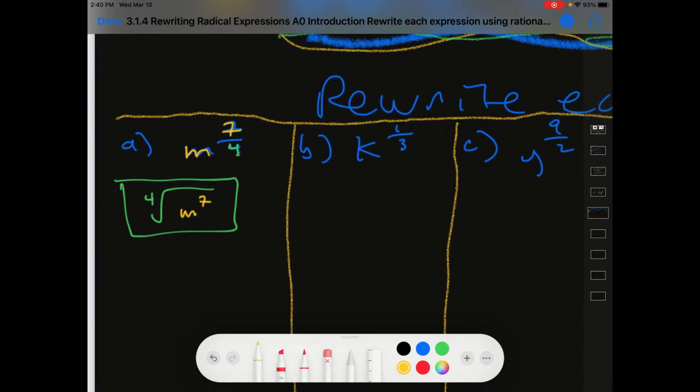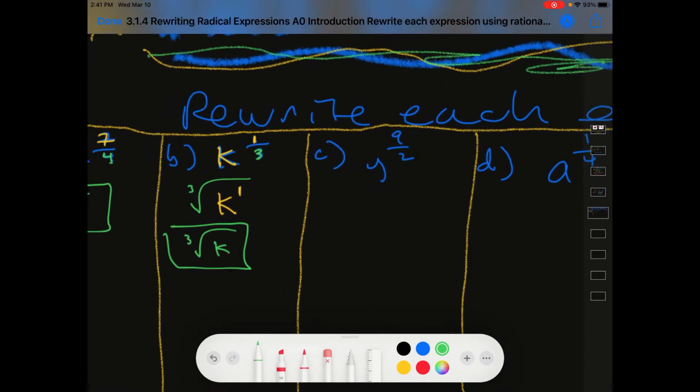Again, I have k, the numerator is inside the radical sign, and the denominator is the index or the root. Again, you wouldn't write k to the first power. This is a little bit cleaner, and this would be your answer. Let's try this one over here.